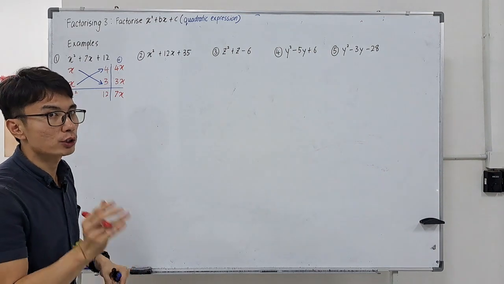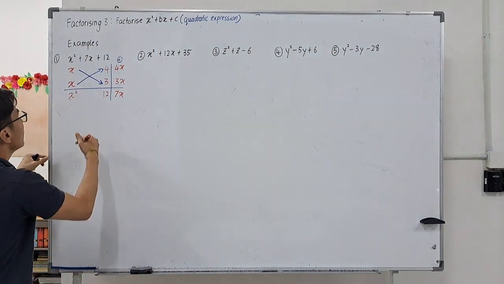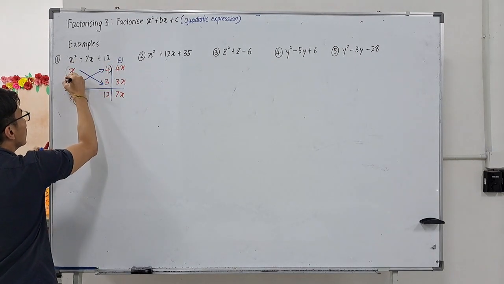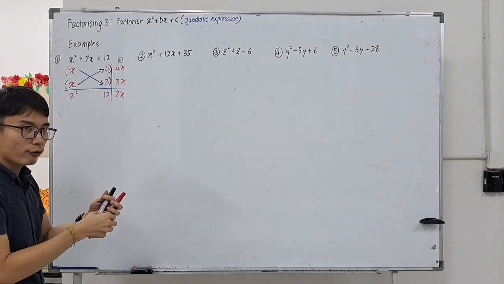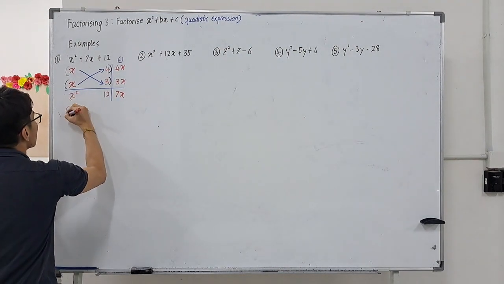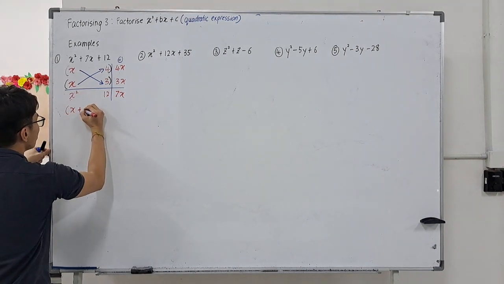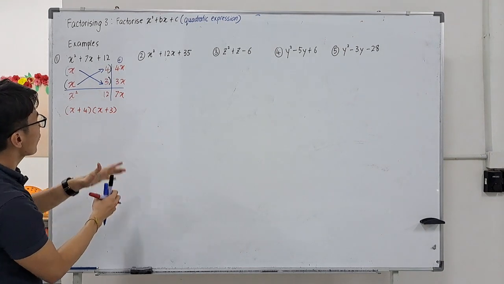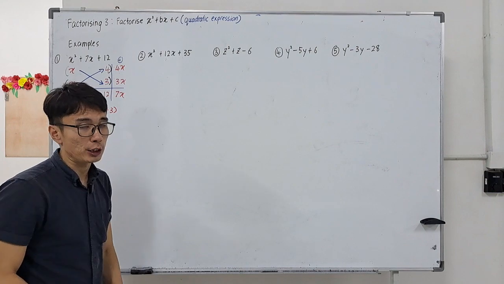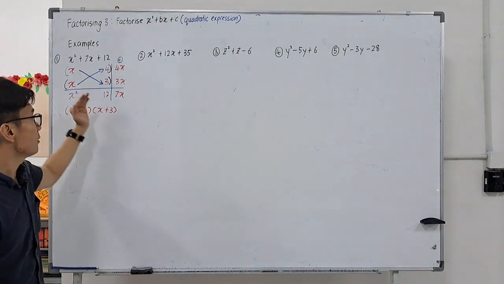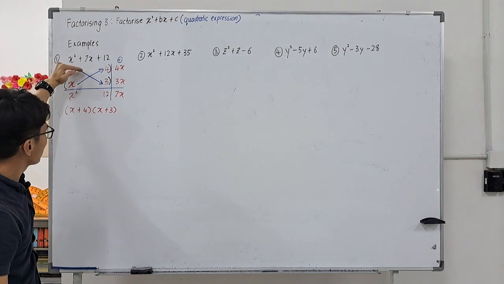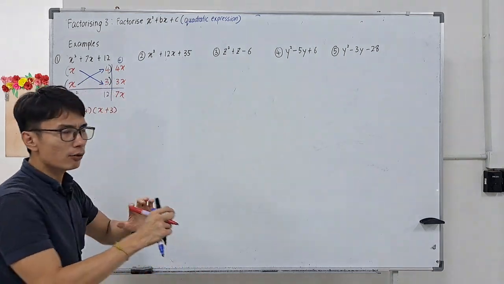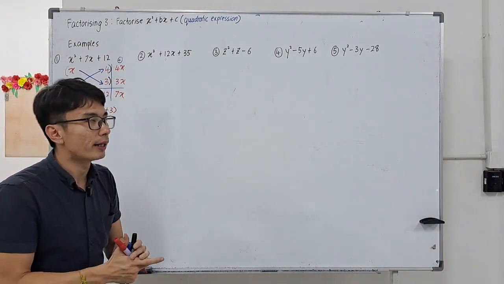Okay, so therefore, what's your final answer? You're going to write your answer horizontally like this. So my final answer, I will write as x plus 4, and then x plus 3. So this is my final answer when I factorize this quadratic expression. Now again, why do I have to write my answer horizontally, not following the arrow? In my next video, I'm going to explain why. For now, just try to look through and understand this method first.